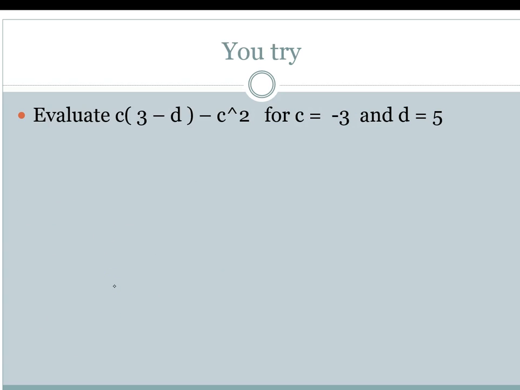So I want you to try this one. Evaluate c times the quantity 3 minus d minus c squared, or c to the power of 2, for c being negative 3 and d being 5. The answers are possibly 6, negative 3, 10, and 27. Go ahead and pause it now and try that problem.